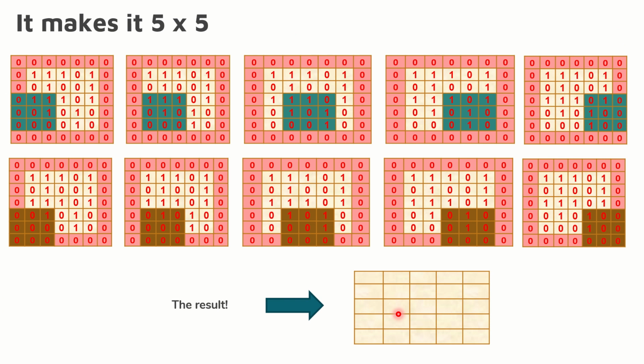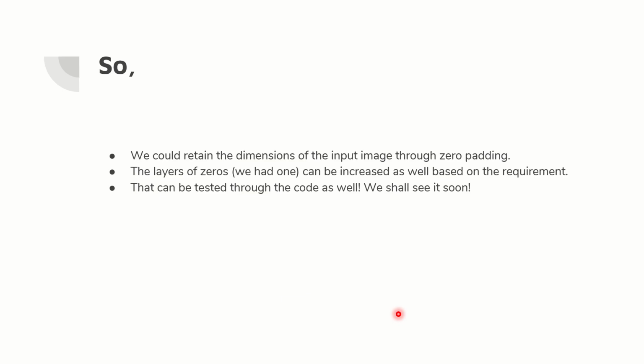Now what do we get? We got the same dimension input retained in the output through the zero padding. That's the most important point that we need to understand.